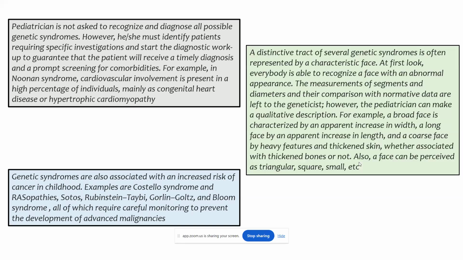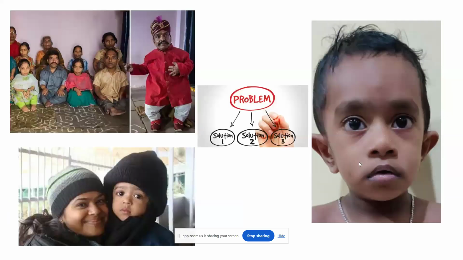So the next thing is the detailed examination of the genetic patient. At first look, everybody is able to recognize a face. For example, you can't miss coarse faces. Like if you see mucopolysaccharidosis, MPS, or mucolipidosis, you have very distinct coarse faces that nobody should miss. But for example, if you identify a face which is not very distinctively dysmorphic, but it has some dysmorphic features, you can mention that and refer to a specialist. So that is what you can do at a primary physician level.